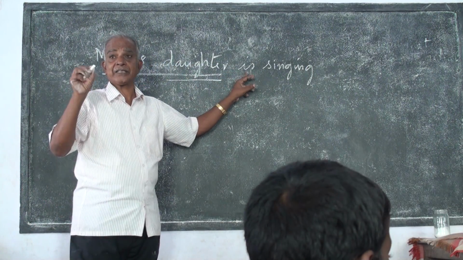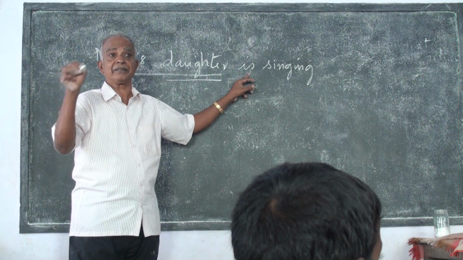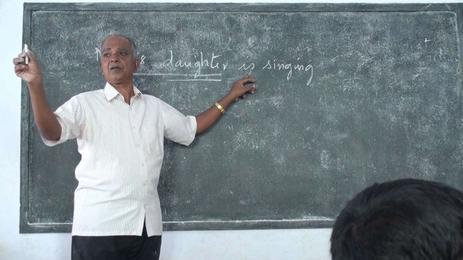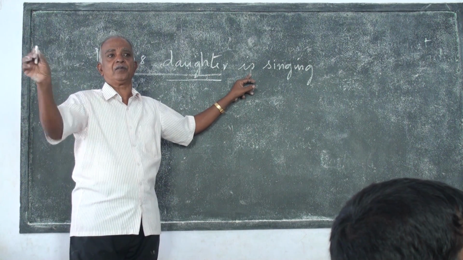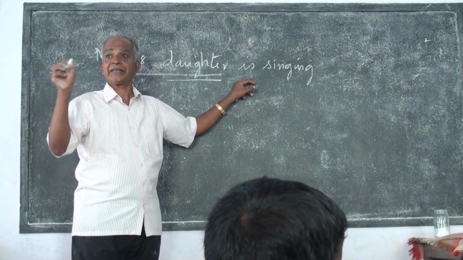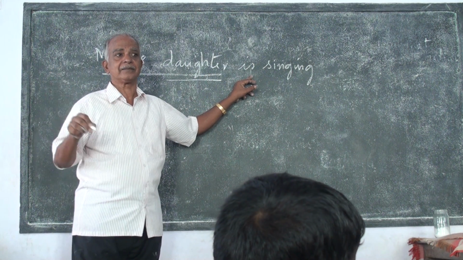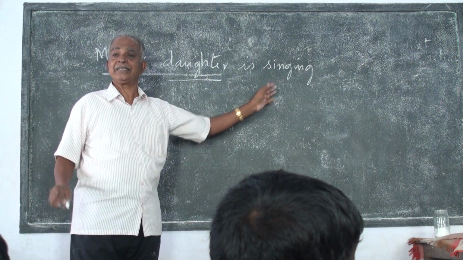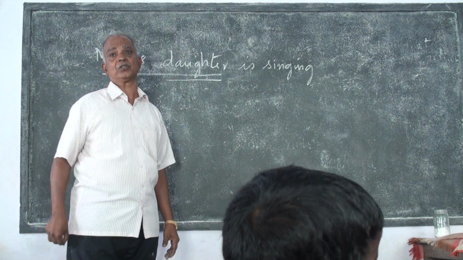Similarly, I should not ask a question like this: how many verbs are there in this sentence? I should not ask. Why? In a sentence, there will be no verb. I know there will be no verb. So, I can ask like this: is there a verb in this sentence? I can ask. That is the reason for the question. How many verbs are there in this sentence? Is it not a correct question?